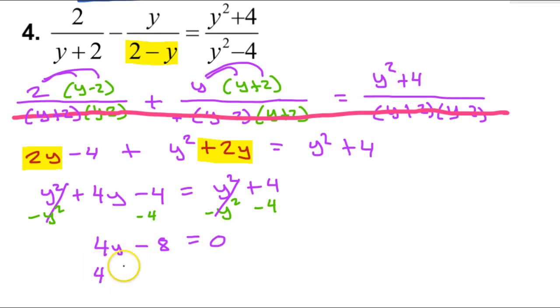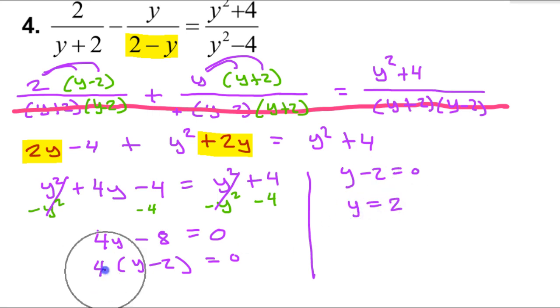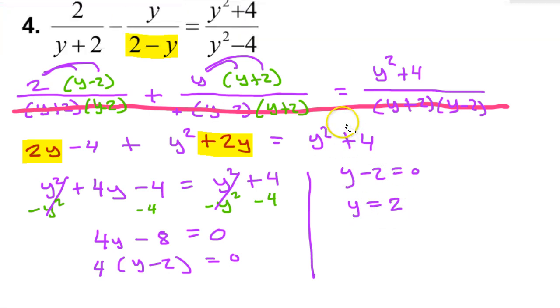So if I take out the GCF of 4, that's going to leave behind y minus 2. Okay, and if I set this equal to 0, if I set y minus 2 equal to 0, that's going to give me y equals 2. All right, 4 cannot equal 0, so that's not going to give me anything. I'm disregarding that. But wait a minute. Now I need to look back and check and make sure this is not extraneous.